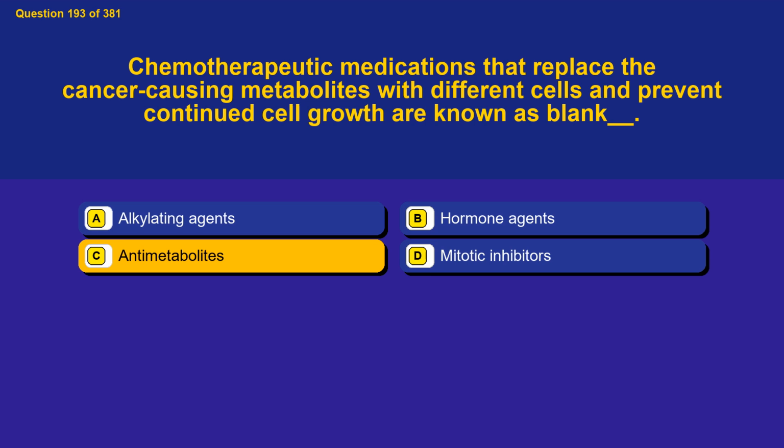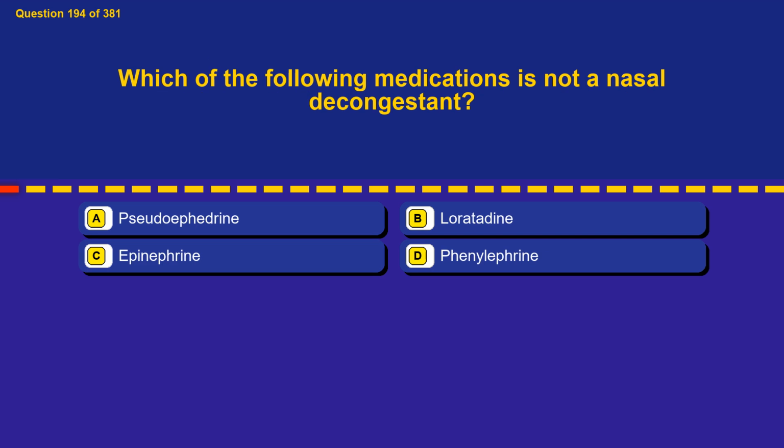The correct answer is option C, antimetabolites. Question 194. Which of the following medications is not a nasal decongestant? Option A, pseudoephedrine. Option B, loratadine. Option C, epinephrine. Option D, phenylephrine.